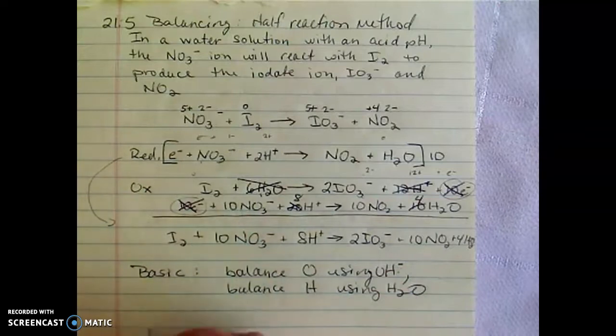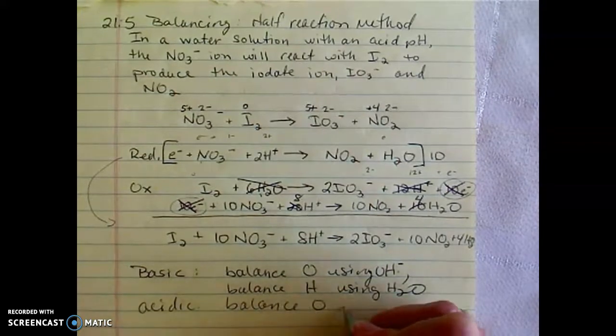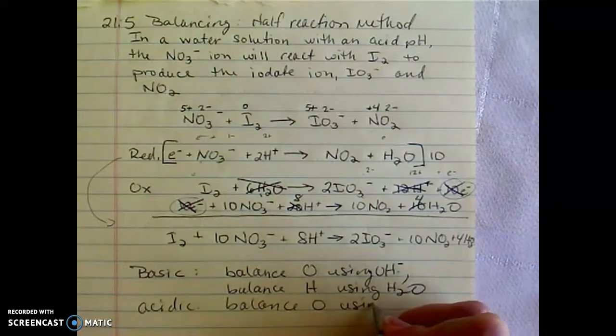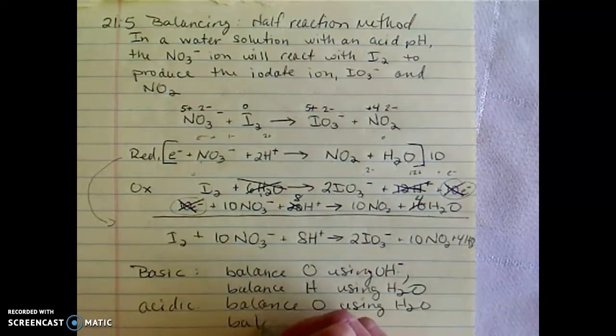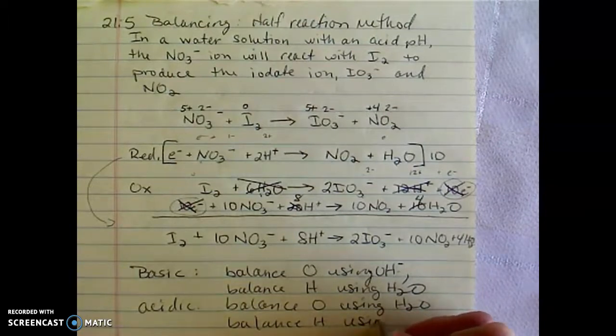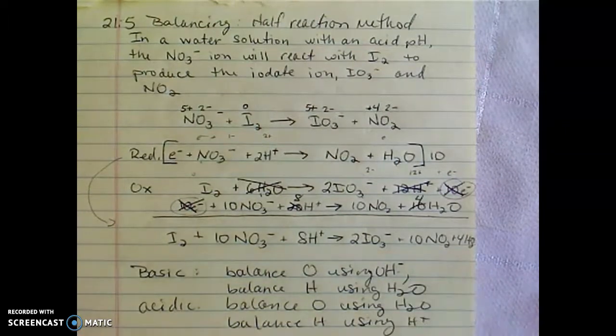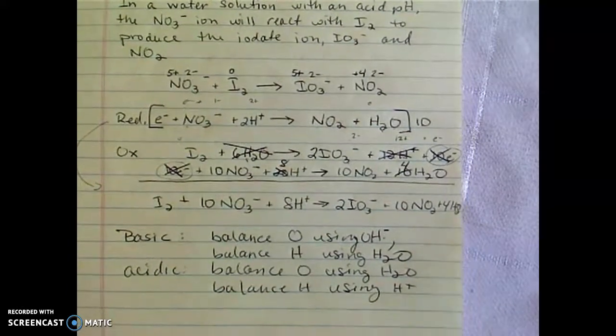When it was acidic, up above, when we were balancing the oxygen, we were using water. And then when we wanted to then balance the hydrogen, we started using the H+. Okay? But that's the only thing that's going to be different in all of these. All right? That's how you balance using half reactions.